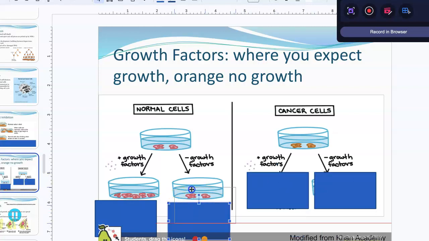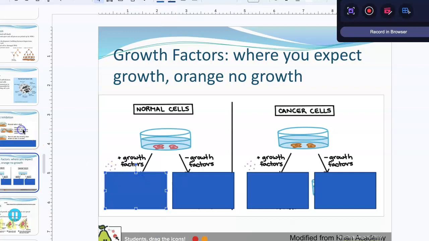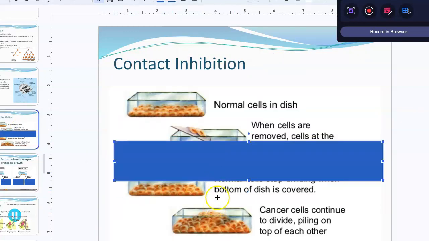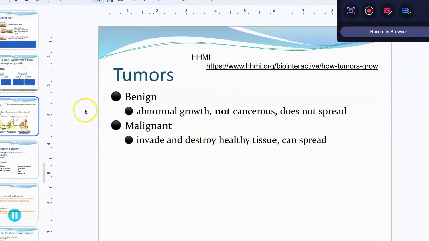So what they are doing is they are not receiving the signal appropriately. Just like right here, we would see that cancer cells would just continue to divide without any kind of stopping, because they are not receiving the signal to stop appropriately. That's what happens in tumors.